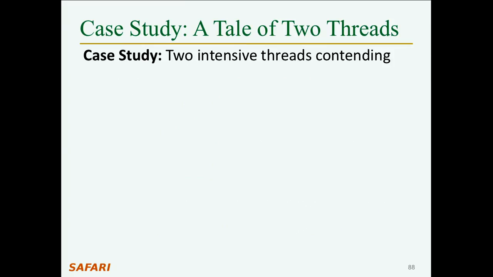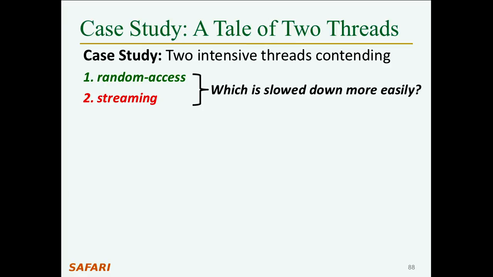So let's take a look at 2 threads. Let's have 2 intensive threads that are contending. And we're going to use random access and streaming again to see the very opposite sides. It's always good to look at these opposite sides and extreme cases to understand the behavior of systems. Which one slows down more easily? Any guesses?